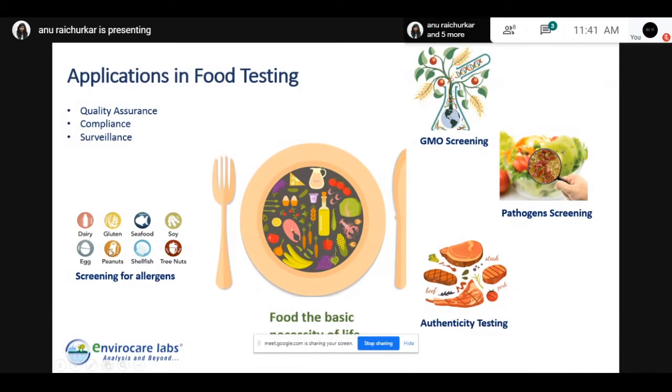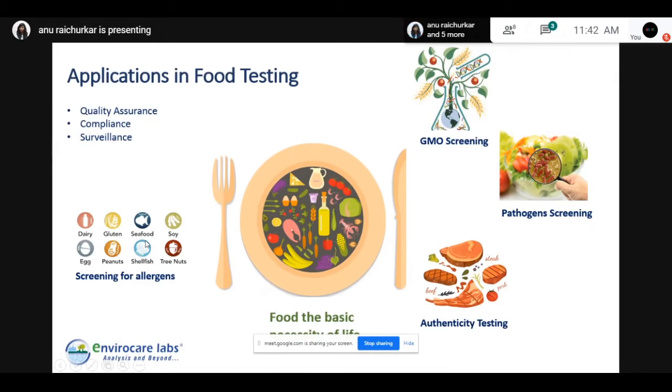Then food also has something called allergens. Not everybody, but studies say that 1 in every 10 people have an allergy to some different type of food. The most common allergens that we find in different types of food are dairy, gluten, seafood, soya, egg, peanuts, and shellfish. So these are the most commonly identified 8 allergens.